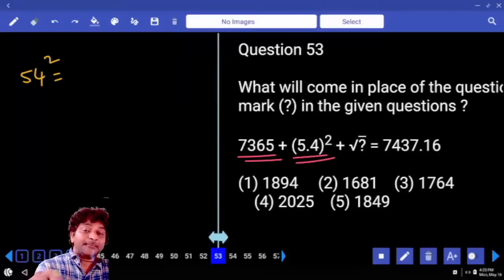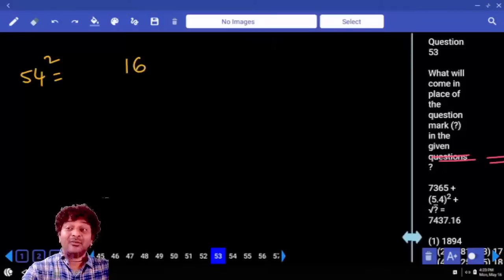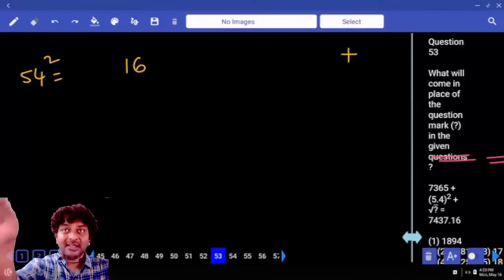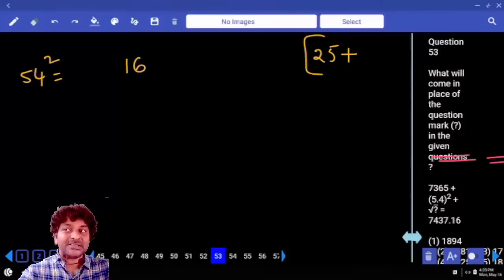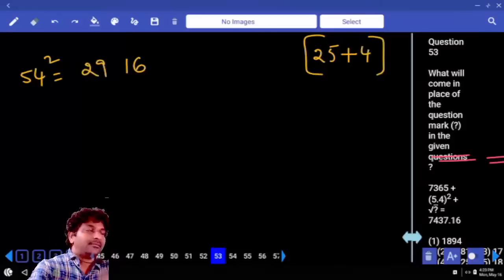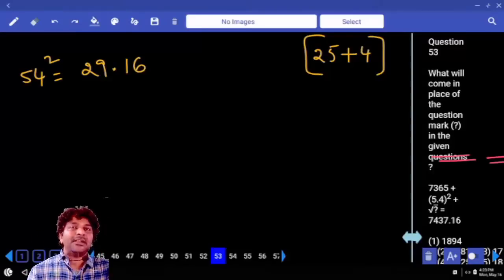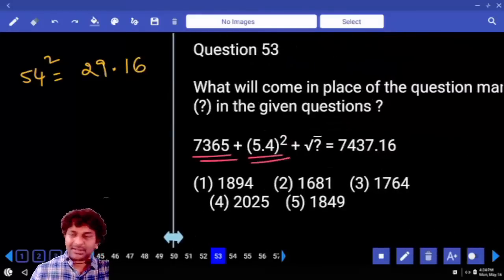What is the square of that? 16. Write it in a 2-digit format. That's going to be your last 2 digits. And whatever number you remember, add it to 25. Every time you have to add 25 only. So 25 plus how much? 4. How much is this? 29. So 54 square is 2916. Then 5.4 whole square must be 29.16. Is this clear? I'll try to give you a few more examples once I'm done with this.